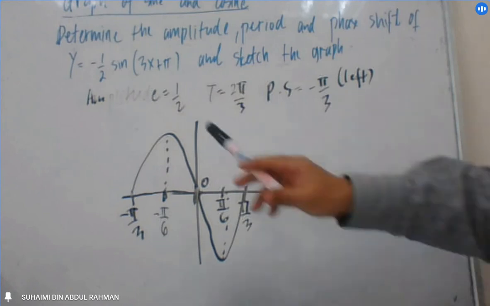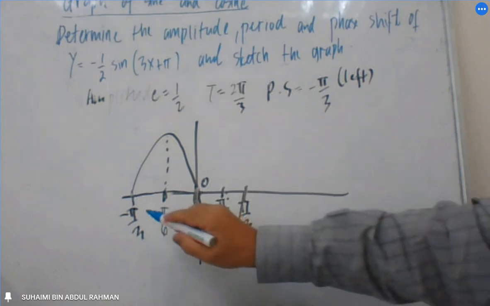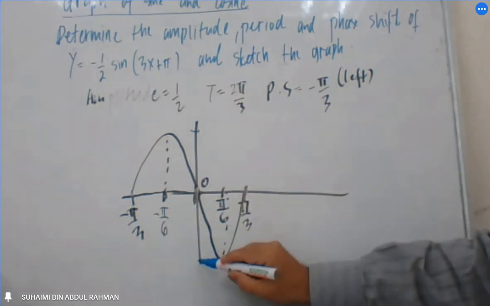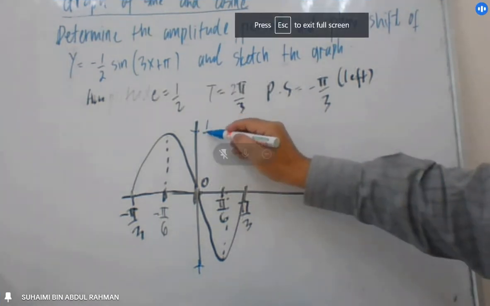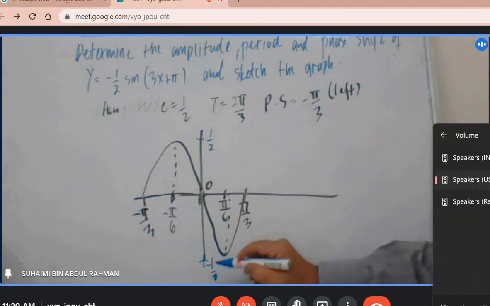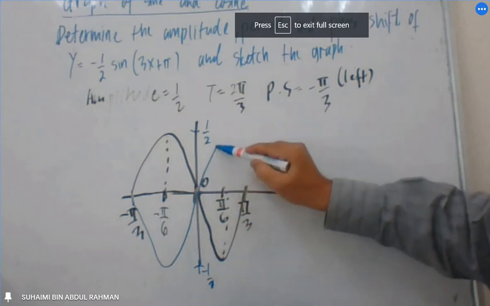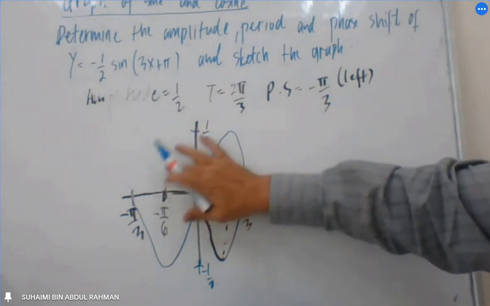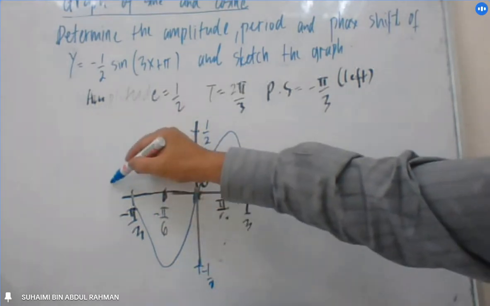Remember that because this function has a negative in front, it's about reflection. What's the value here, and what's the value here? 1 over 2 and minus 1 over 2. So reflection means that the graph goes down. Which means, what are the points here?